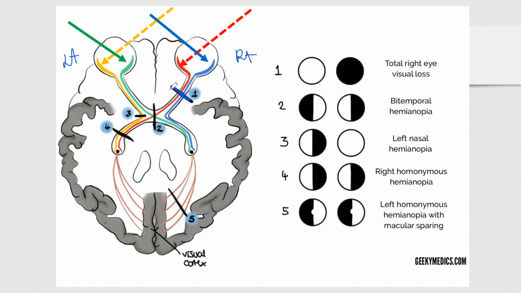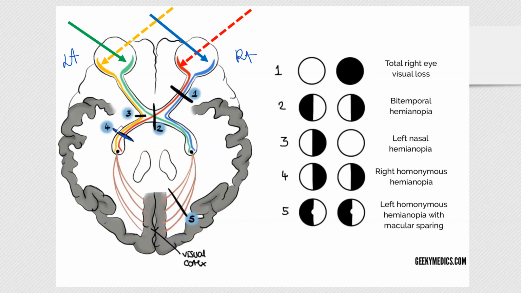So if I have a lesion here, then nothing from the right eye reaches my brain. So this is how you would see. There is no vision from the right eye, but the left eye is not affected. And it does make sense: the right eye is affected, I cannot see anything with the right eye. But this is where it gets interesting.